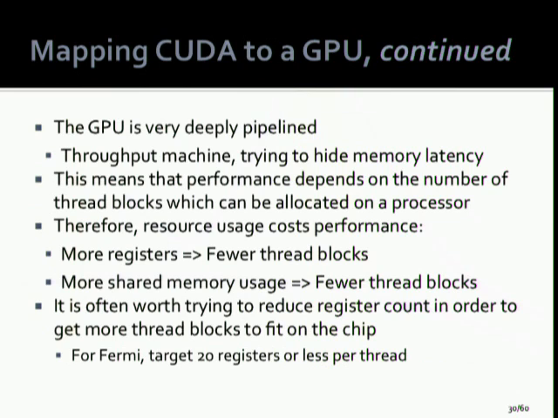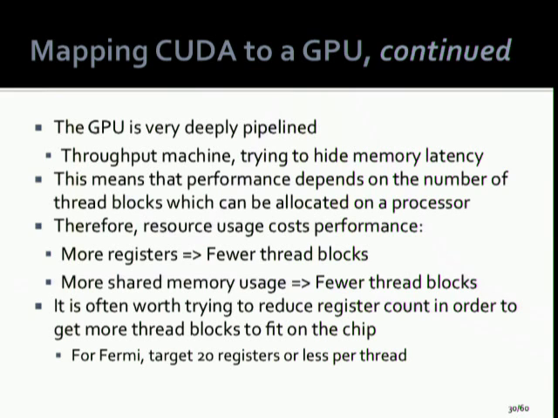So the GPU is really pipelined. It's a throughput machine. We're trying to hide memory latency by having so many things co-resident on the same core that when one thing gets blocked waiting for a long latency memory transaction, we can just switch to another thing and do something useful. But that means that because we have so much state that we're trying to juggle, the performance that we achieve depends on how much resources each of the threads actually requires. If we have heavyweight threads that take up a lot of space, we're not going to be able to fit as many of them onto the same core, which means that we're not going to be able to hide memory latency as well.